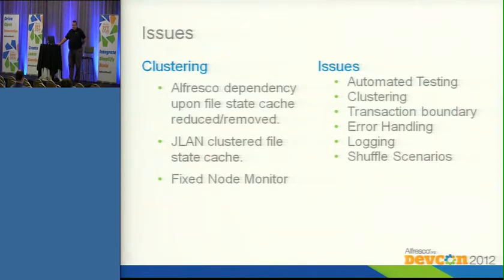If you know older versions of Alfresco, JLAN doesn't cluster. If you remember back to the first slide where I showed you the JLAN, there's lock information in JLAN that didn't cluster, so that's a problem when you've got multiple nodes in CIFS. So that file state cache was a problem. But we did two things in Alfresco 4. The first is that JLAN made its file state cache clustered, so we introduced some technology called Hazelcast that is used for clustering the JLAN state cache. It actually works very well.